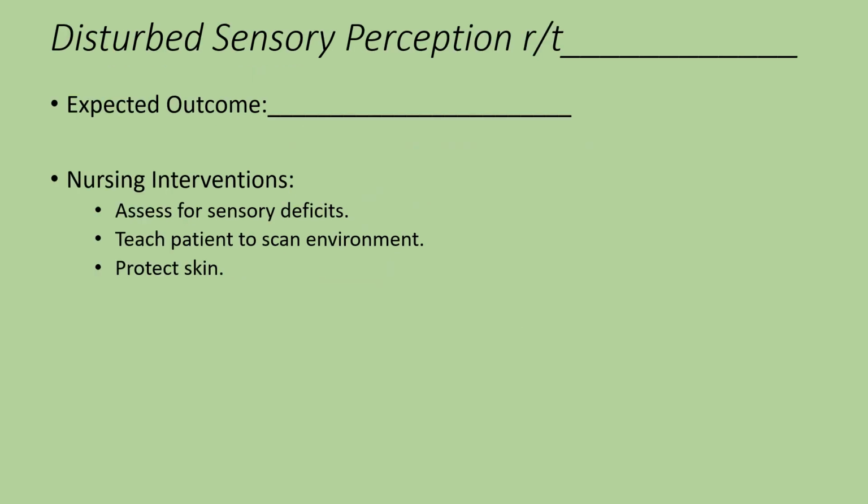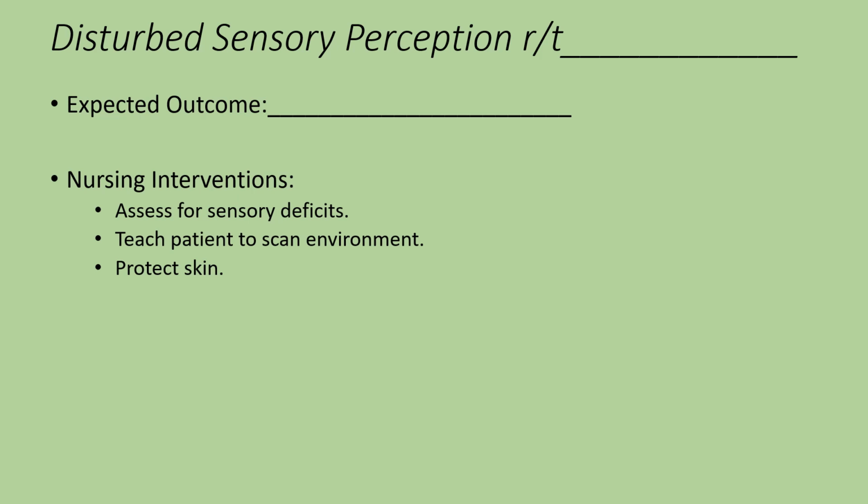Disturbed sensory perception related to central nervous system damage. Expected outcome for this diagnosis is the patient will adapt to sensory perceptual deficits as evidenced by avoidance of injury to the affected areas. Your nursing interventions will include: assist the occupational therapist to assess for visual or spatial deficits and decreased sensory perception like heat and cold, position of body parts, and pressure.